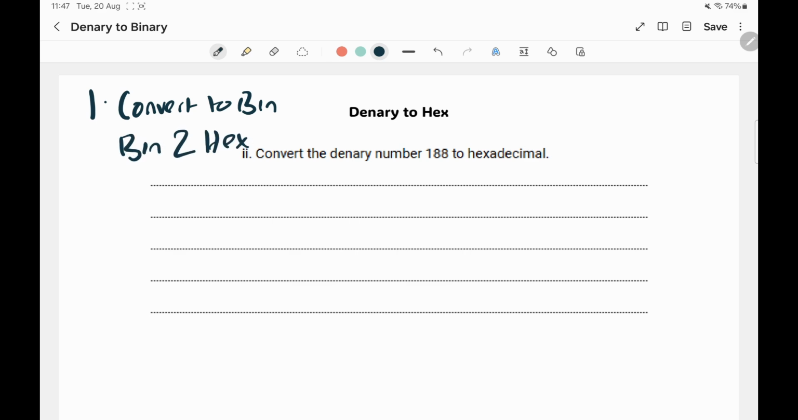The second method is slightly different. What we can do is 188 divided by 16. Then what we do is, instead of being like binary where we look at remainder 1, remainder 0, we actually just do the whole division and the whole remainder. So what I mean by that is we do 188 divided by 16, which is 11. So we've got 11 there. So that is going to be our left hand number.